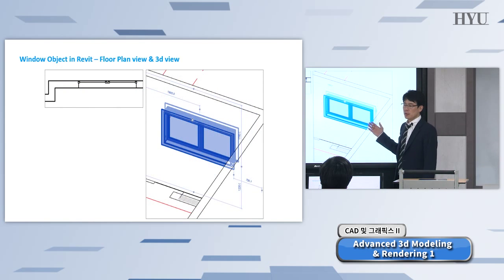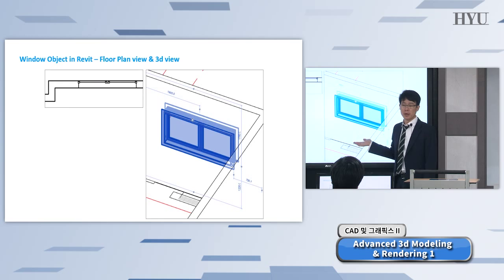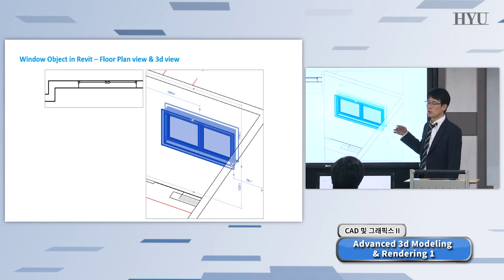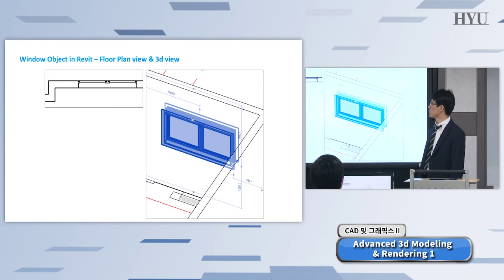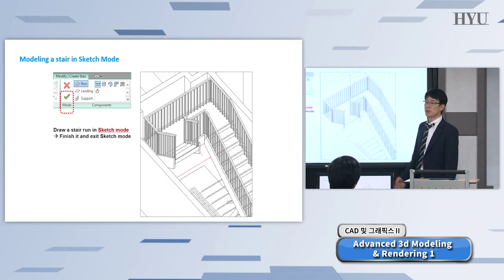Also window object, in the same way, if you are working with window object, some architecturally precisely defined dimensions can be controlled and placed this way. Also, stairwell. Similar to 3D Max stairwell, but this one is much more powerful and precise, okay? Because this is parametric modeling.